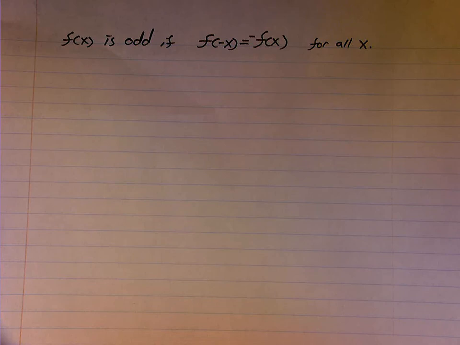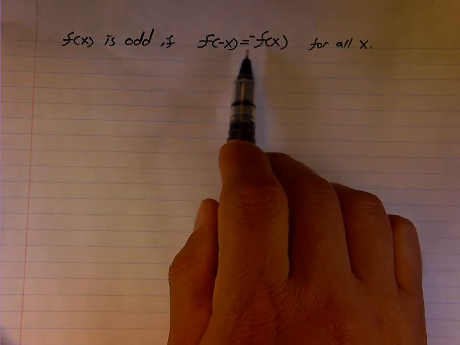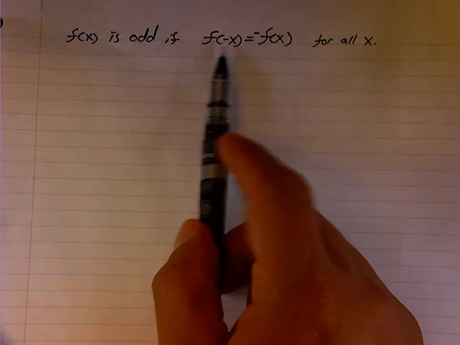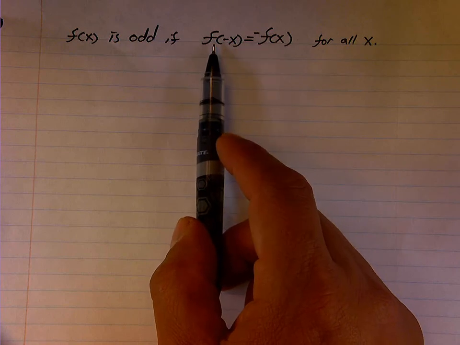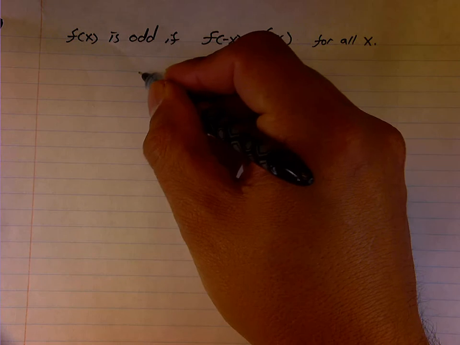We've talked about even functions. Now we're going to examine odd functions. A definition of an odd function is f of x is odd if f of negative x equals negative f of x for all x values. Another way of saying that is if I do a vertical reflection, it will be the same location as the horizontal reflection onto itself. An example of this.